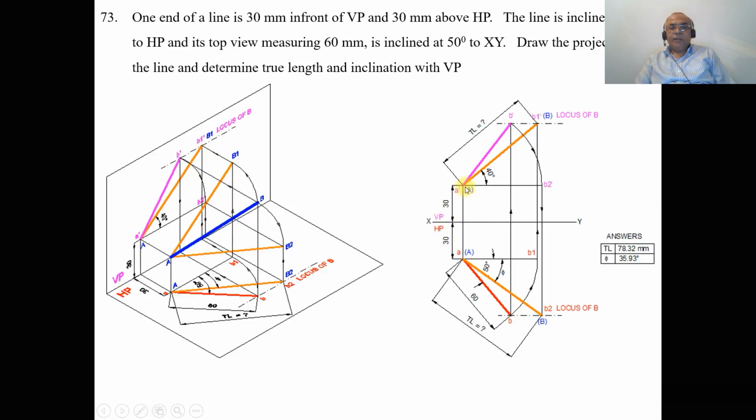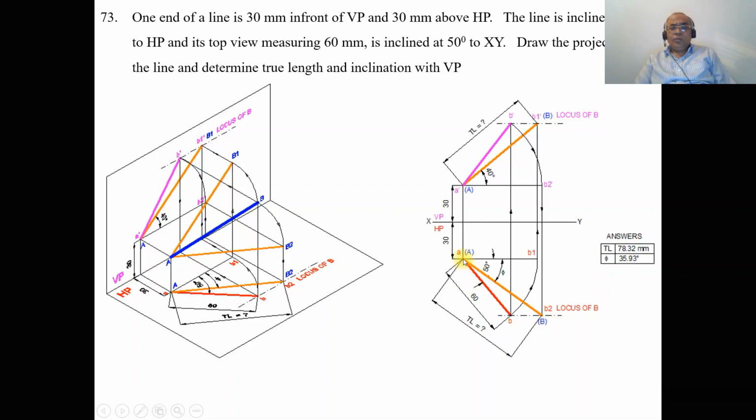Then you measure 30 mm above the XY line and 30 mm below the XY line, and draw horizontal projector lines which are parallel to the XY line. Consider any point and mark it as A dash here, and draw a vertical projector to the top view and mark this point as small a. So this is capital A and this is also capital A.